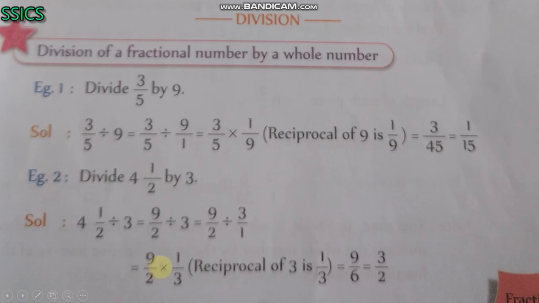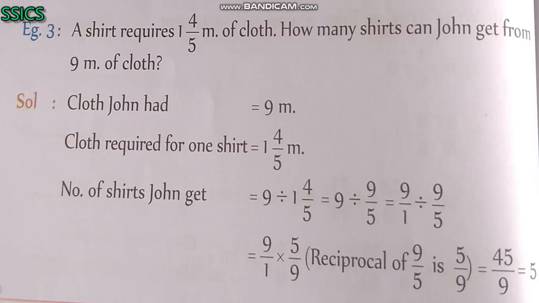9 by 2 into 3 by 1, whose reciprocal is 1 by 3. So 9 ones are 9, 2 threes are 6. Again, 3 threes are 9 and 3 twos are 6, so the final answer is 3 by 2. So like that, this is the first case: to solve a fractional number by a whole number. Let's move on.